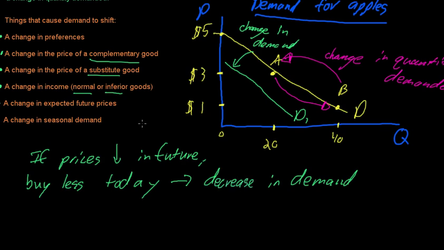And then also just a change in seasonal demand. Let's say that we're talking about the demand for firewood, or even better, the demand for natural gas, which is what's used to heat homes. Obviously the demand for natural gas goes up in the winter because it's colder, and it goes down in the summer because it's hotter. So that's all that there is with a change in seasonal demand.